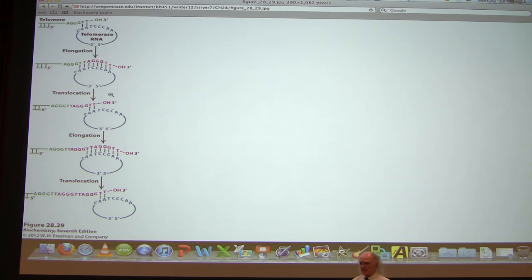With telomerase being active in stem cells and embryonic cells, are there any cancers that arise directly from those cell lineages? Are there cancers that arise directly from embryonic or stem cells? Absolutely. Yeah.